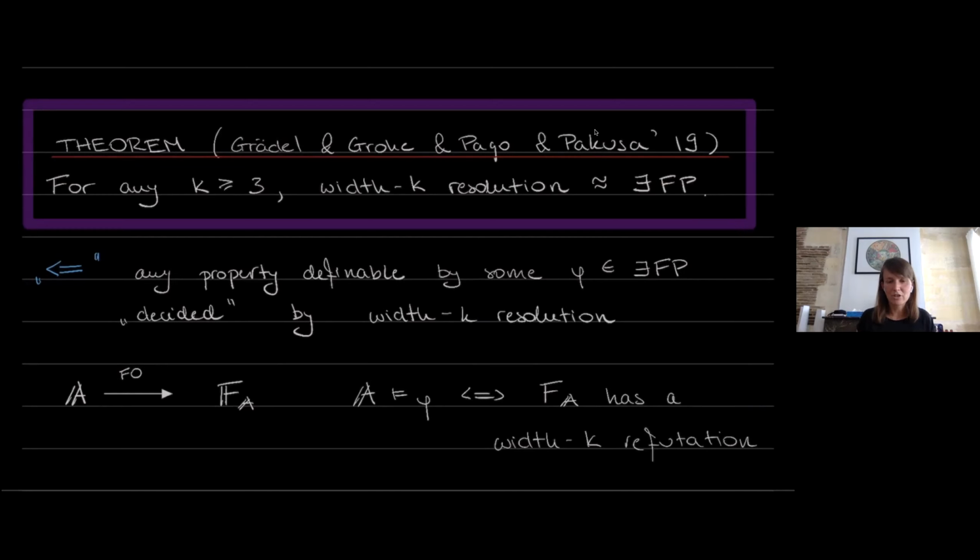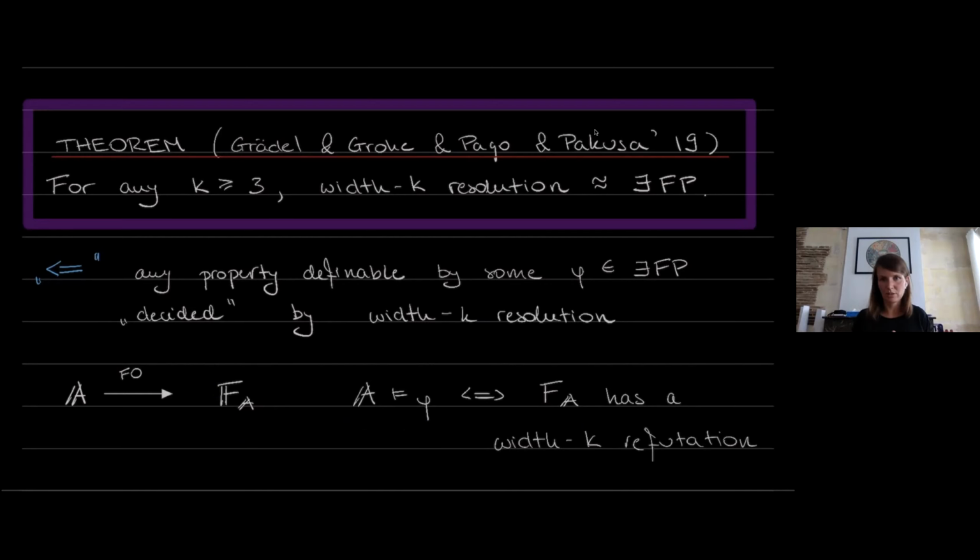There exists a bunch of first order formulas such that if you take any structure, then using those first order formulas, you can see this as a kind of first order definable reduction, and construct another structure, FA. This FA is an encoding of a CNF. So we have this reduction from structures to encodings of CNFs, and the structure satisfies the sentence if and only if the CNF that we have encoded here has a width k refutation.